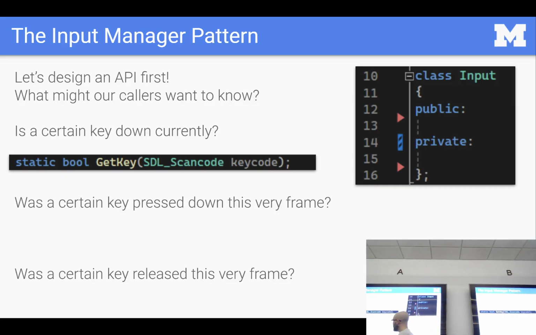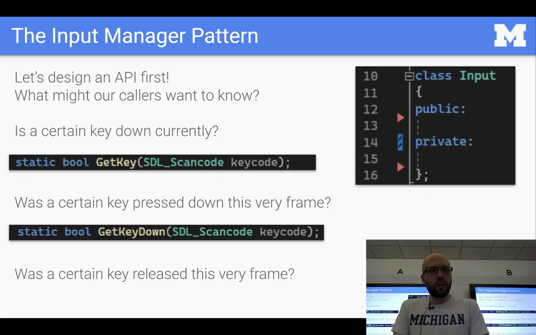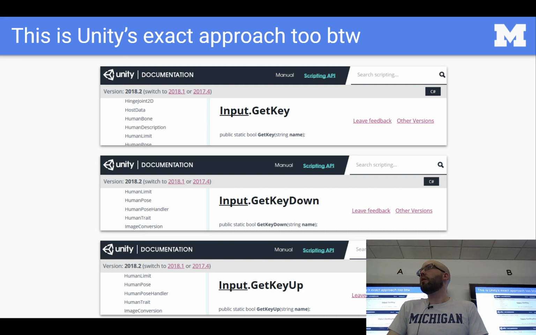Instead of passing in a string, though, we're actually going to pass in an SDL scancode, okay? This should actually help prevent typos from blowing us up. But we're going to make it static, bool, so that it returns our stuff. It's going to be public static, so it's easy to call from anywhere. We're going to have a get key down function, and we're going to have a get key up function. Taken all together, we have our public interface right here in our C++ input class. And you are very welcome to use all of this, by the way, if you want to. We are basically just recreating Unity's input approach.